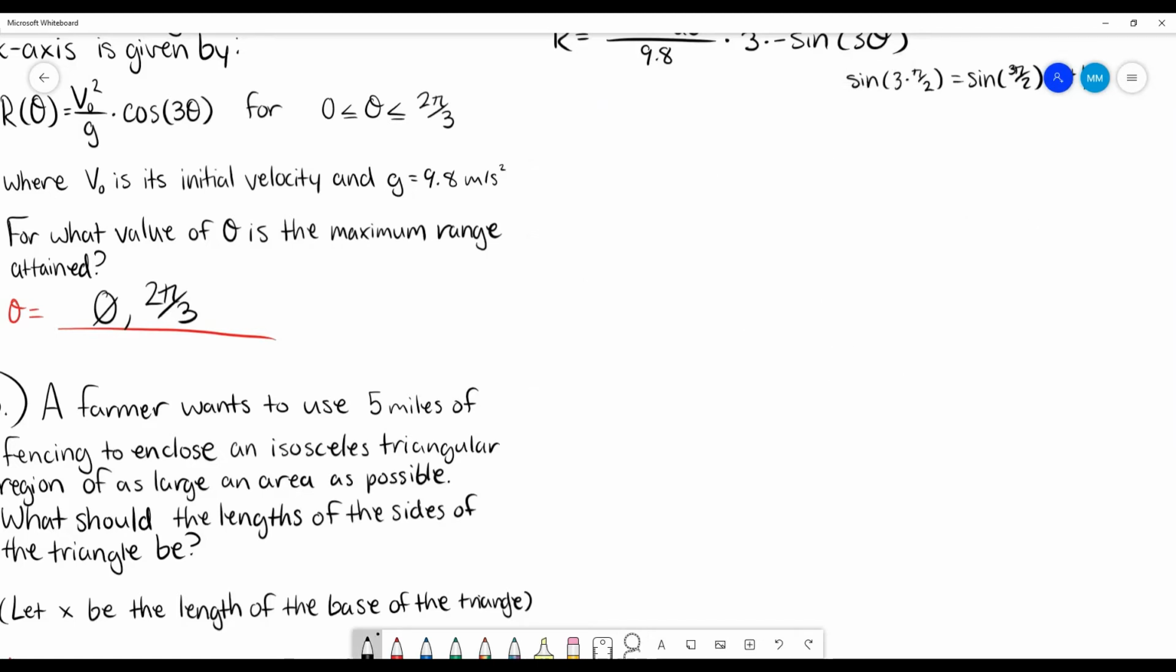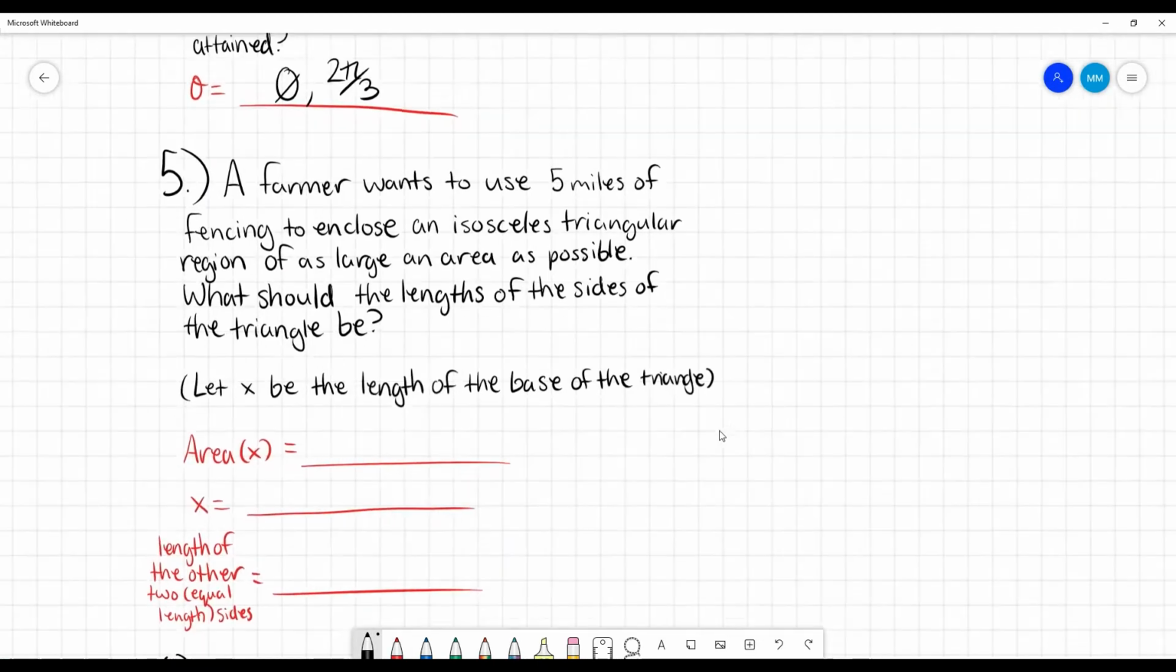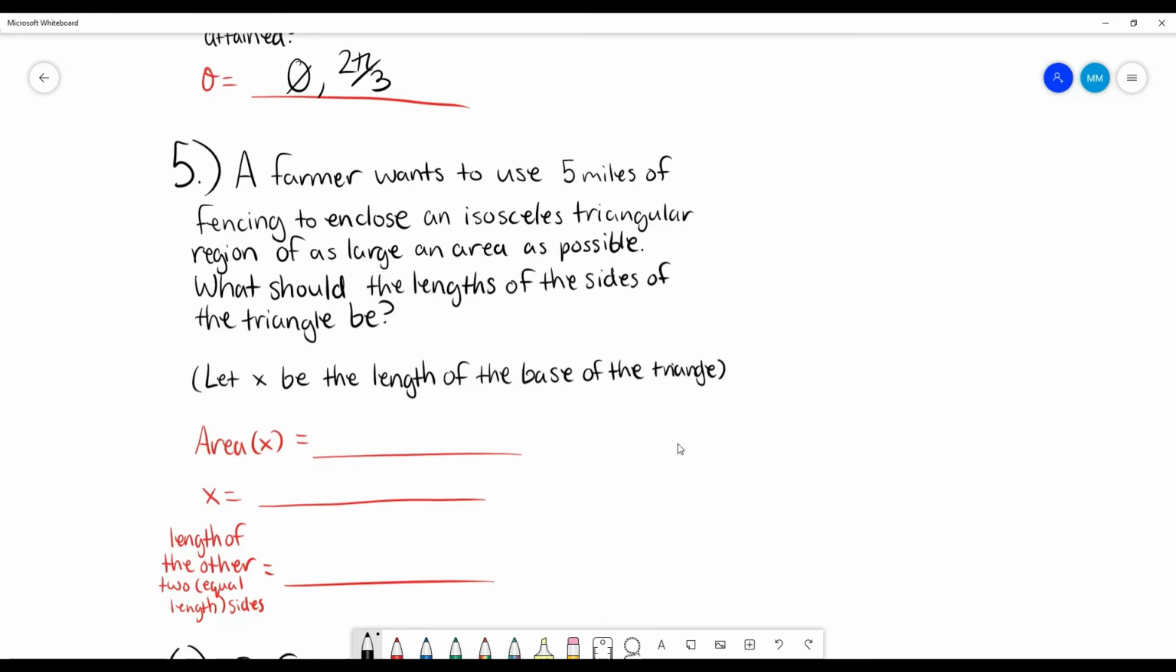Let's take a look at our next question, which says that a farmer wants to use 5 miles of fencing to enclose an isosceles triangular region of as large an area as possible. What should the lengths of the sides of the triangle be? And we're using x to be the length of the base of the triangle.